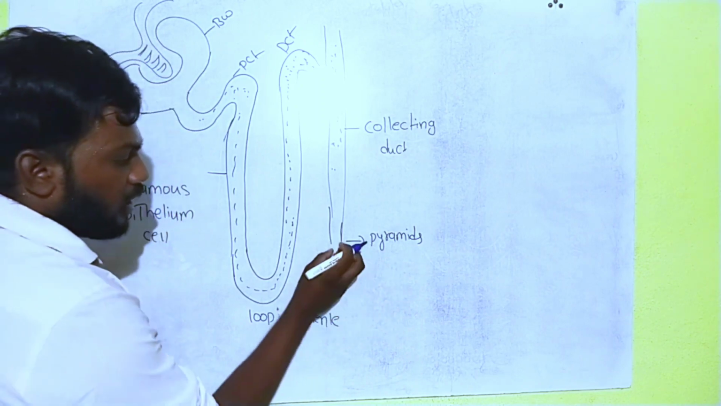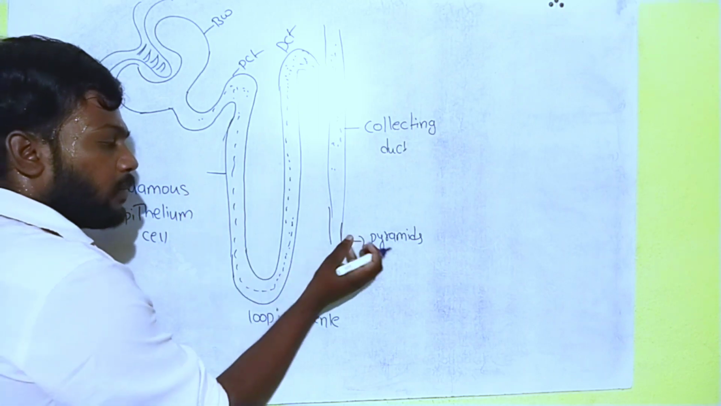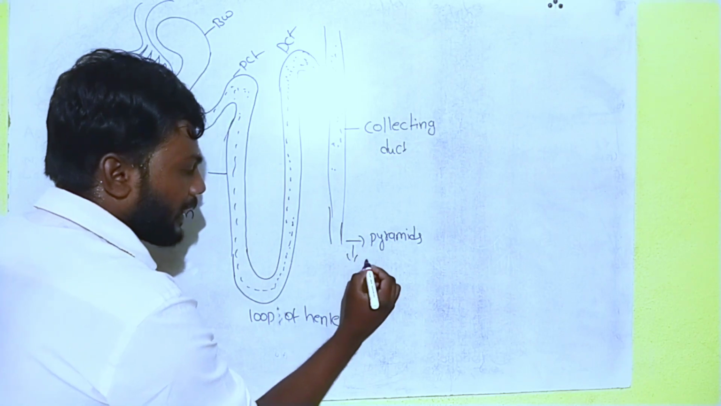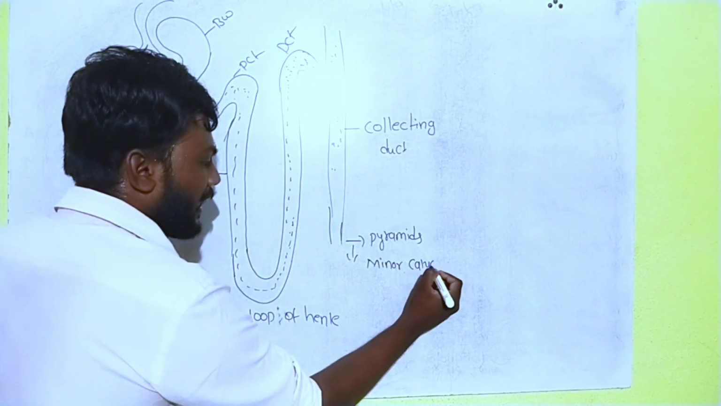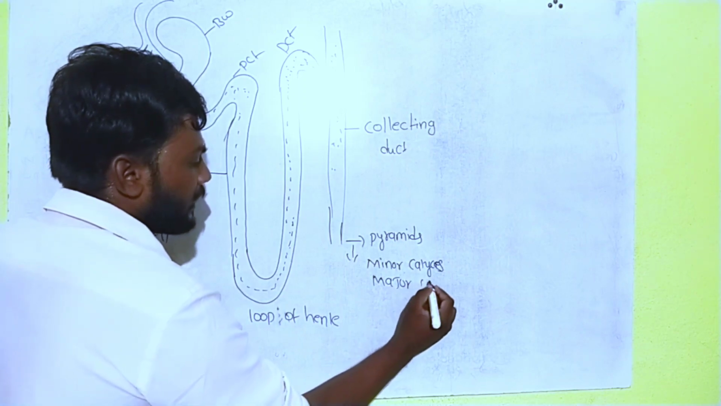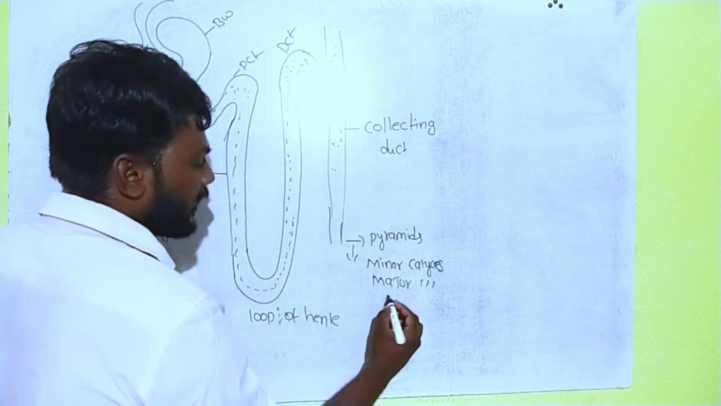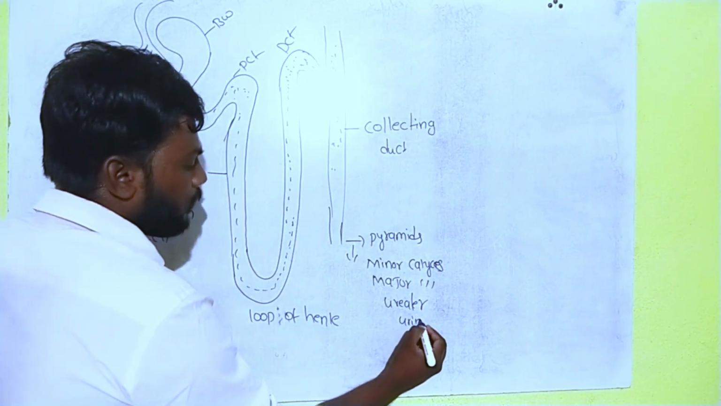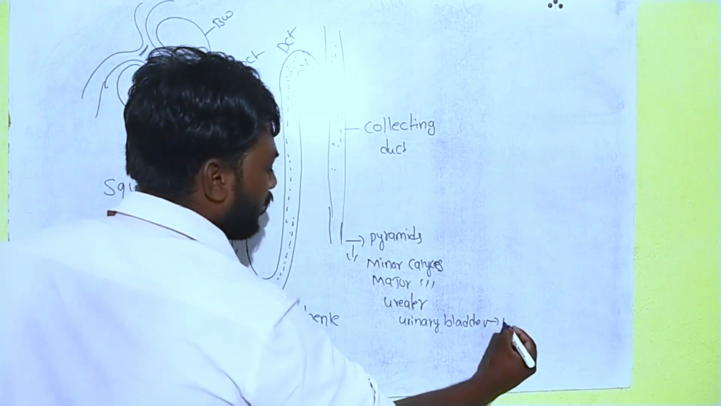As I told you in the previous video, the pyramids' secretion is collected by the minor calyces. The next one, the minor calyces, urine is going to the major calyces. From the major calyces, urine is going to a funnel tube, wider in the kidney, that is the ureter, then to the urinary bladder, and finally moving to the urethra.